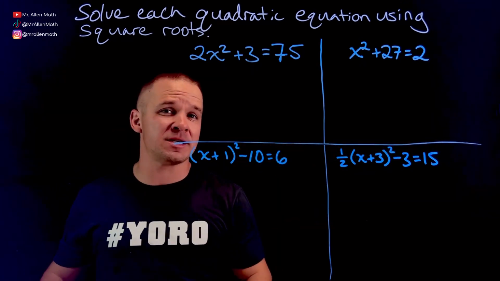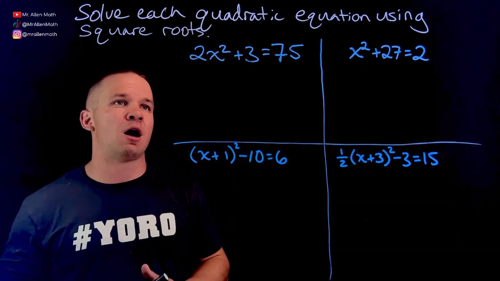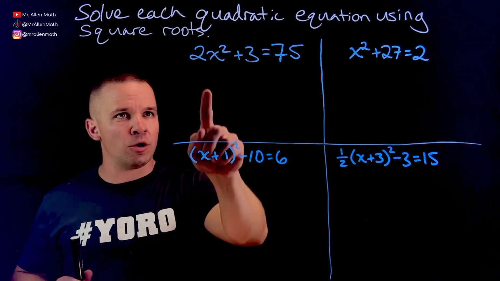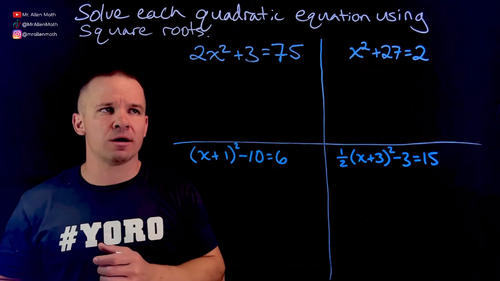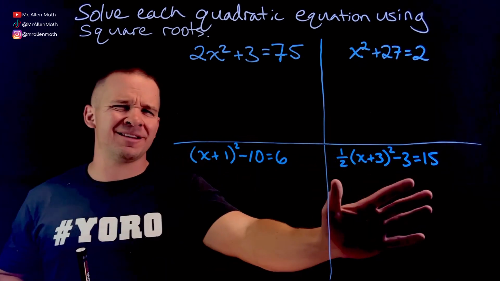All right, so all four of these examples here, we're going to use square roots to solve them. First one here, note that we only have x squared. There's no x chilling elsewhere in that problem. Same with this one over here. We'll get to these in a little bit.